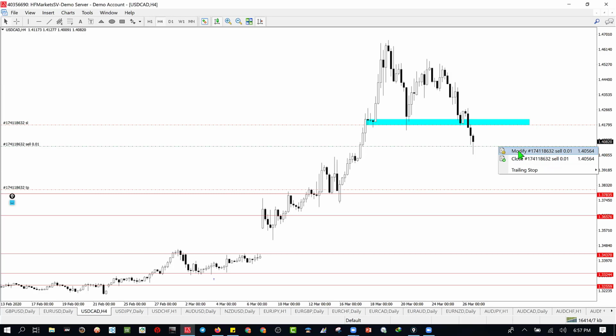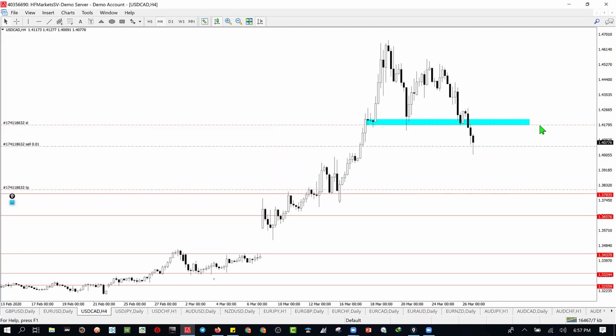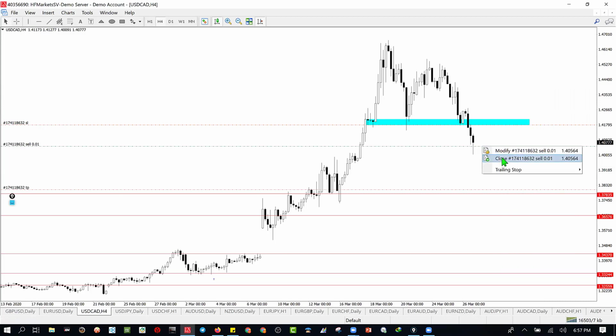Modify, maybe you want to change your stop loss level. You can type it right here. Maybe you want to shift your take profit, you can type it right here. But the simplest shortcut is to just click on the level right here and move it, so you don't need to go through all those menus. If you want to take your profit, right click on the entry level, then click on close sell. In this way, I exit from my position immediately.